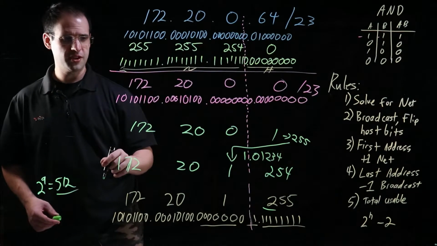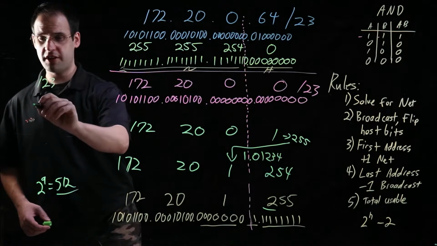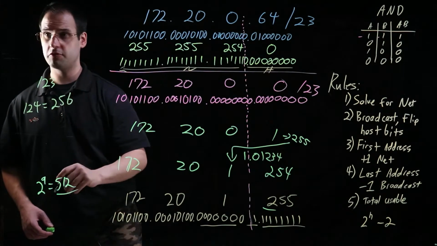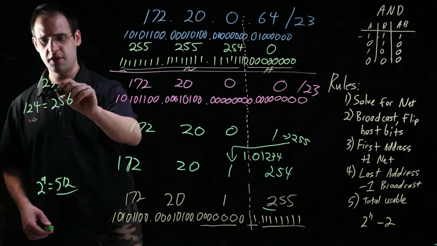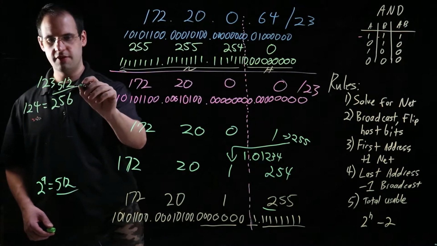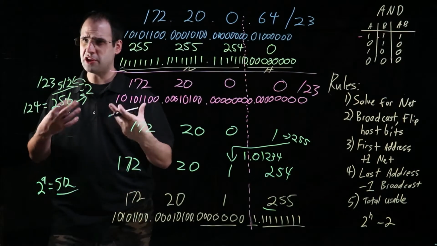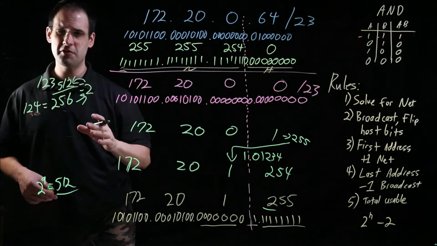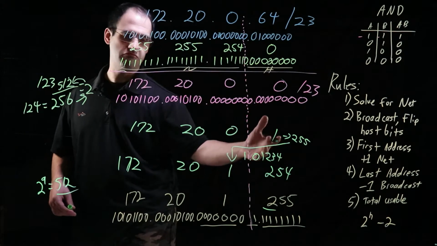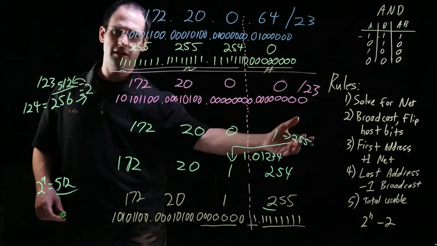Some people might also look at this and go, well, a /23. We know a /24 has 256 total hosts. A /23 has 512. Divide that, and you have 2 /24 networks. Remember, a /24 network might be 172.20.0.1/24, and you can get a range anywhere between 1 and 254.